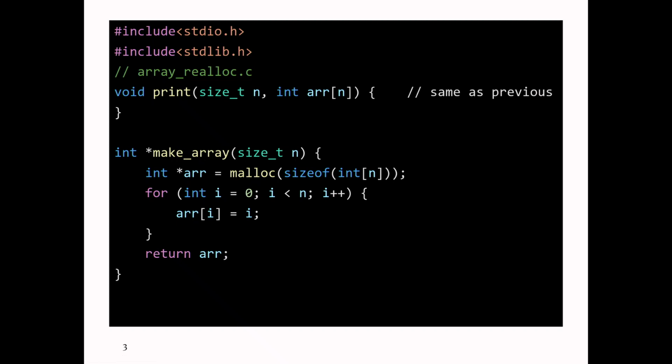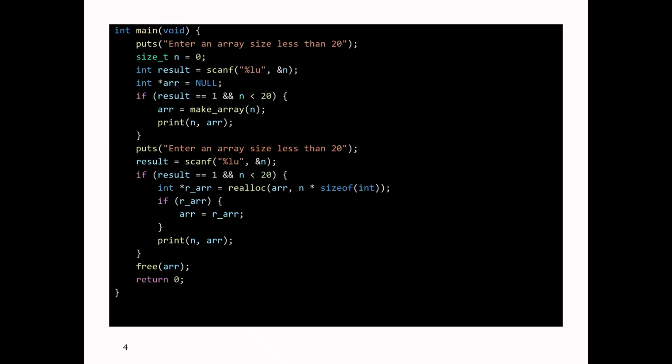Okay, so here's an example. We're going to make an array using malloc. This is the same example as before, but inside my main function now, I'm going to call make array once here. That's going to make my original array using malloc, and then I'm going to reallocate that chunk of memory using realloc. My array is going to be stored in arr.